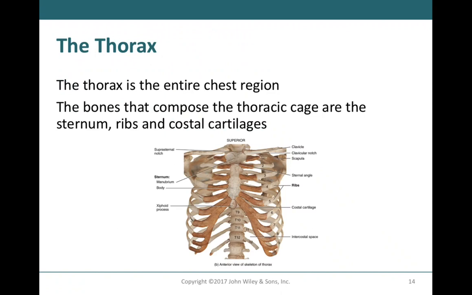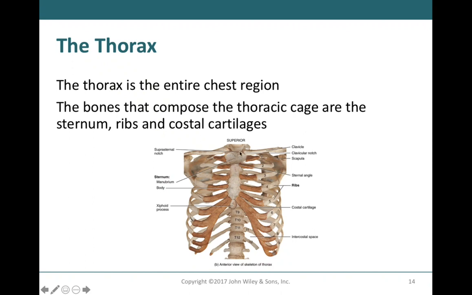Our next region is the thorax. The thorax is made up of the rib bones, the sternum, and the costal cartilages that connect those two bones. So you can see that each rib is going to be found over here, and it's going to stop at this region, and costal cartilage will project from those bones and insert into this sternum bone. So this here is the sternum, and each rib is going to be found on either side.